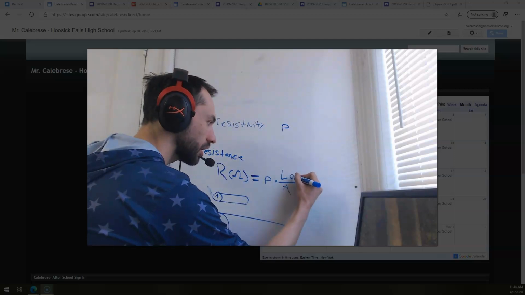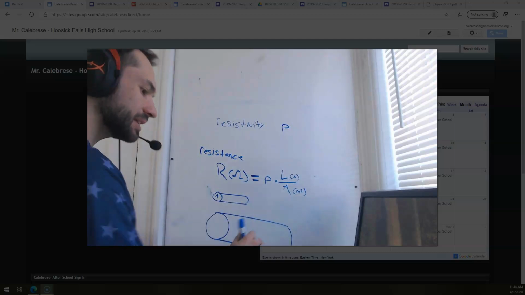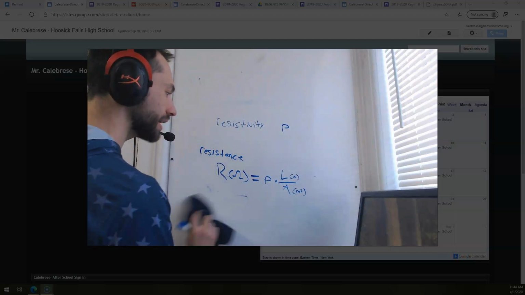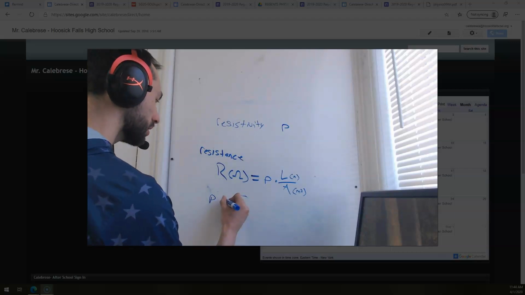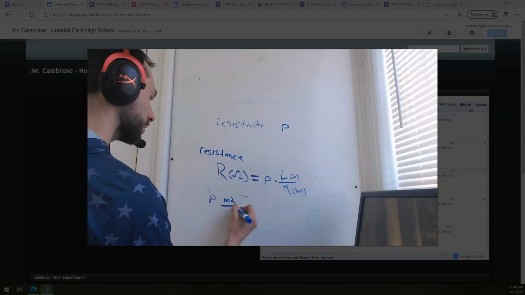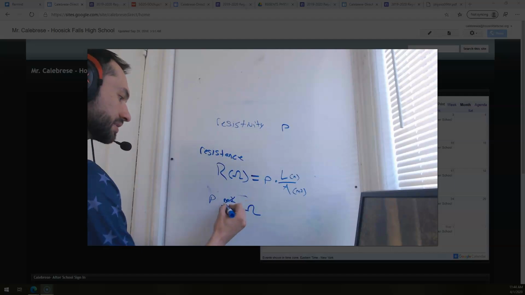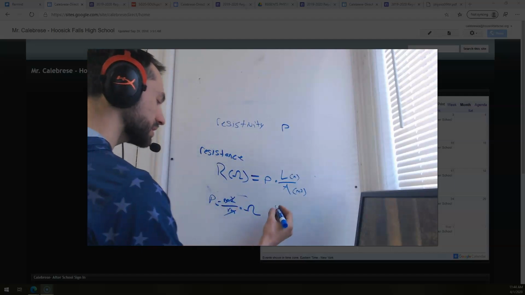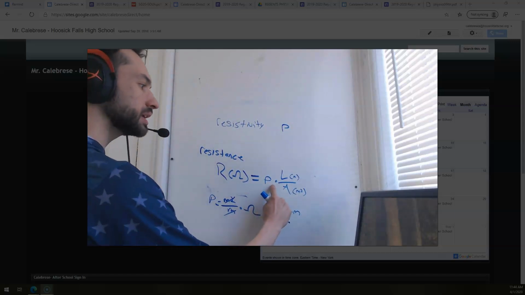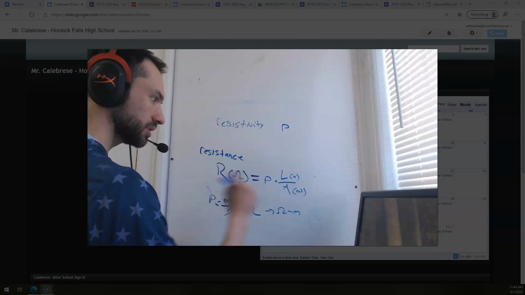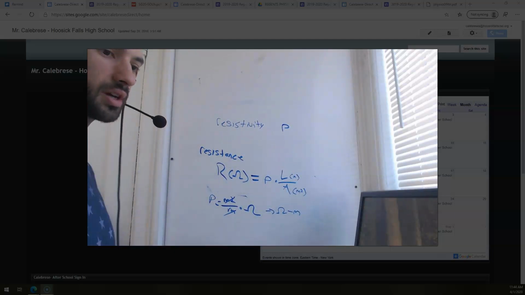Obviously, the units for length are meters, and the units for area are meters squared. That means if we rearrange this equation to solve for the units for rho, we would find the units for rho are meter squared per meter times ohm. We don't leave it like this. We cancel out one of these, and we say that the units are in ohm meter. So an ohm meter times a meter, you'll get meter squared, and the meter squared will cancel. It will leave you with an ohm, the unit of resistance.